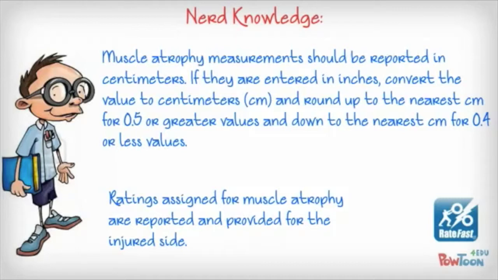Also remember that muscle atrophy needs to be reported on the injured side. So again, you have a couple of things to look for when you're reviewing these reports. The first thing is to make sure that you're in either the spine chapter or the lower extremity chapter. And the second thing is to make sure that the injured side is the one that actually has the atrophy being awarded.